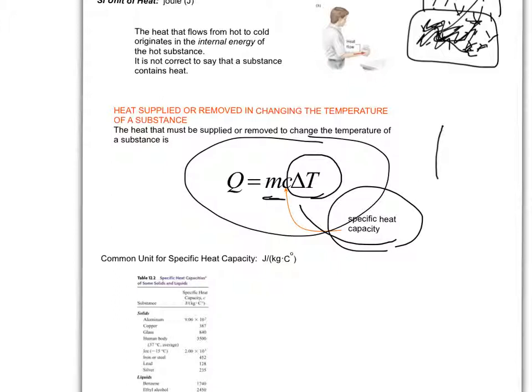Keep in mind, specific heat capacity is interesting because, all things being equal, like the same amount of substance, sometimes in order to raise the temperature of an object by 1 degree Celsius, it takes a lot more heat energy in joules than it would for a different type of substance.